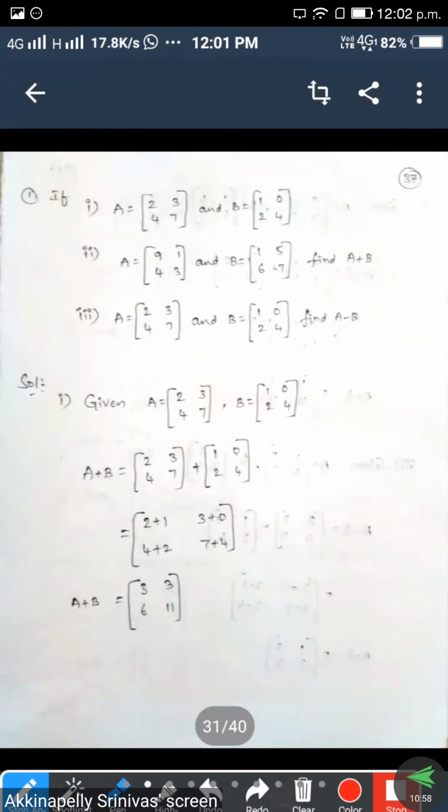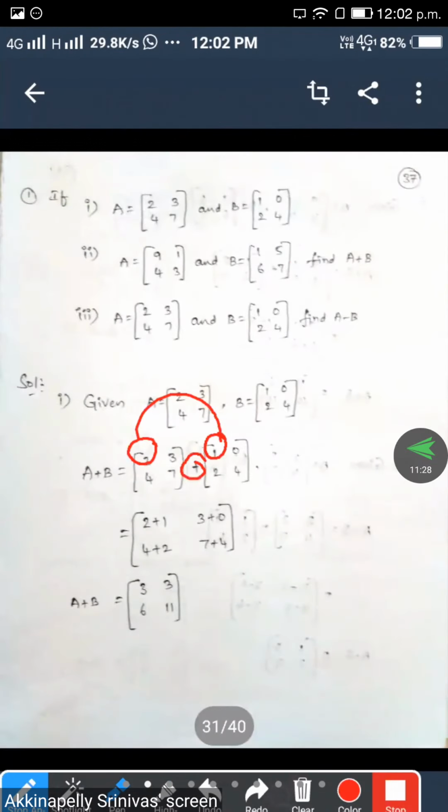In addition of matrices, we have to add corresponding elements in both the matrices. In the first matrix, the first element is 2. In the second matrix, the first element is 1. These two are the corresponding elements in both the matrices. Then we have to add these. In between the matrices we have the plus, so take plus in between the elements.